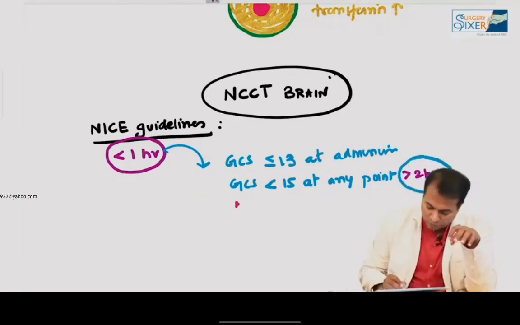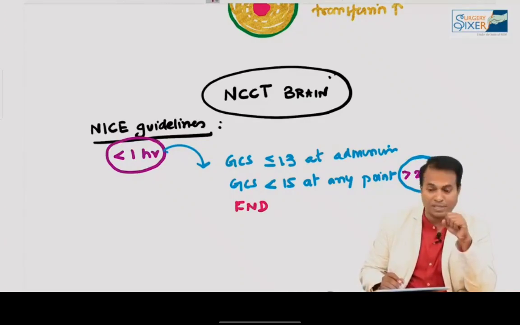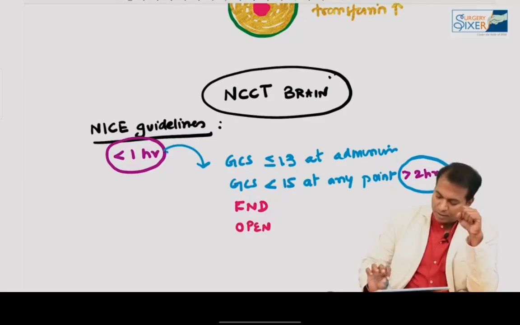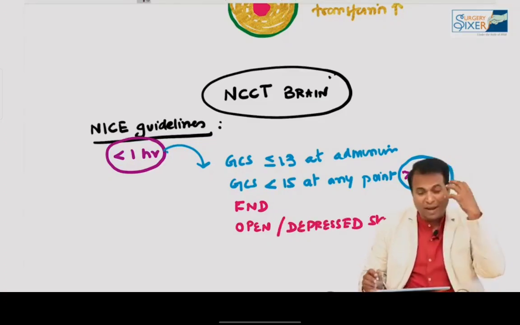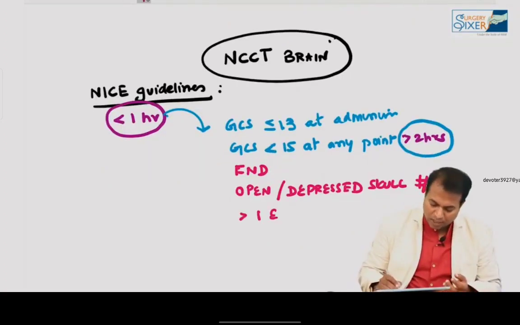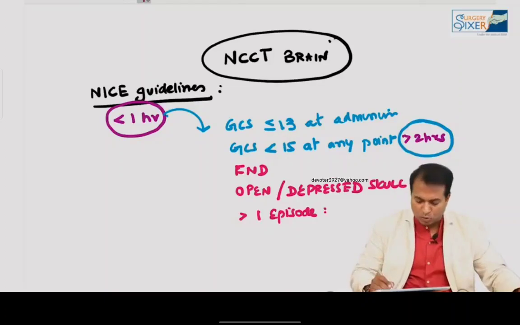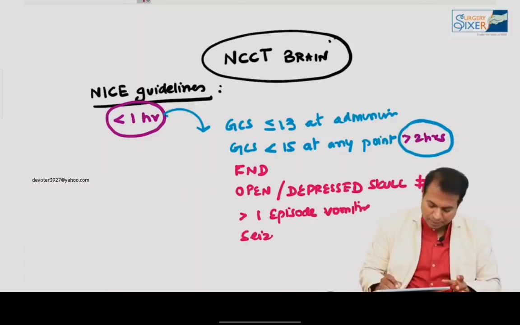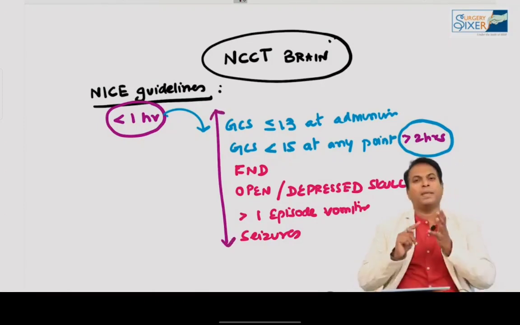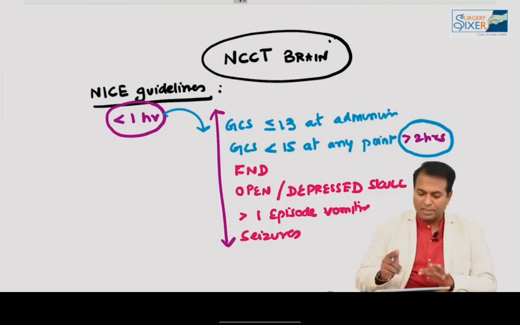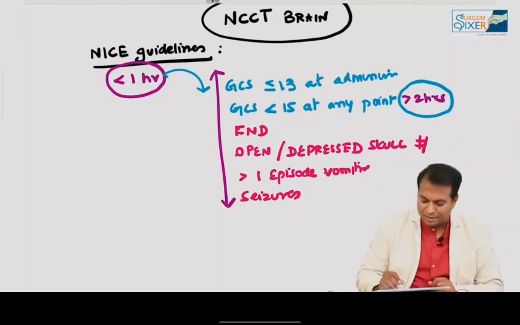And patient having focal neurological deficit. Open or depressed skull fractures, that is, it is an open fracture or depressed skull fracture. More than 1 episode of vomiting, not 1 episode, more than 1 episode of vomiting. A patient has seizures. So please remember, when will you take a CT scan within 1 hour in a head injury patient: GCS less than or equal to 13, less than 15, focal neurological deficit, open or depressed skull fracture, more than 1 episode of vomiting, and seizures.